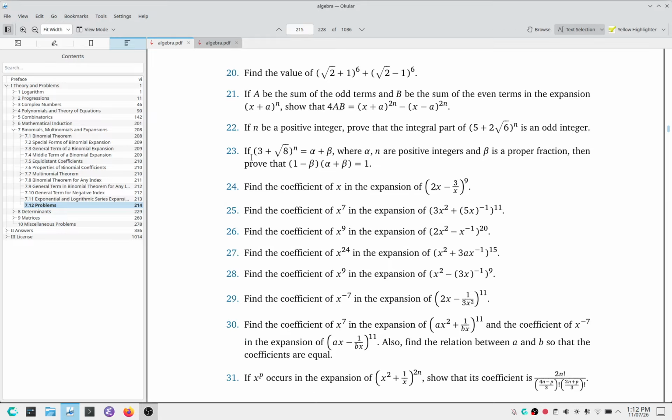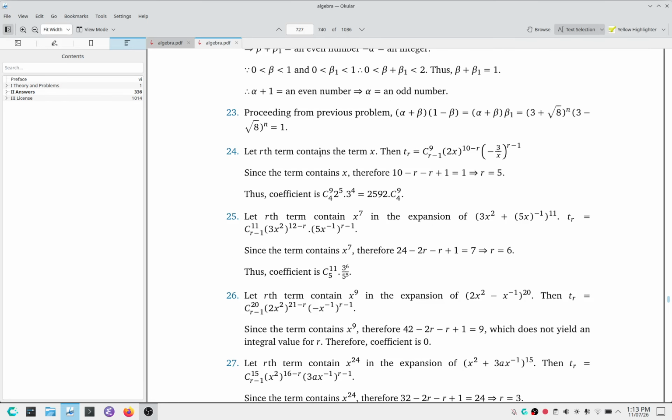Question 23 says that if (3 + √8)^n is equal to alpha plus beta, where alpha, n are positive integers and beta is a proper fraction, then prove that (1 - beta)(alpha + beta) is equal to 1.